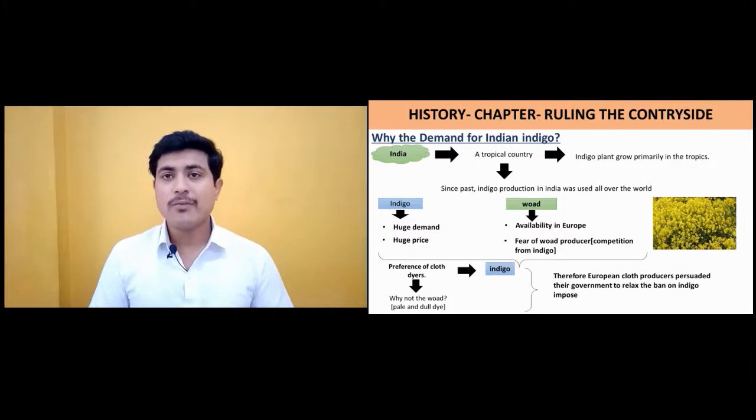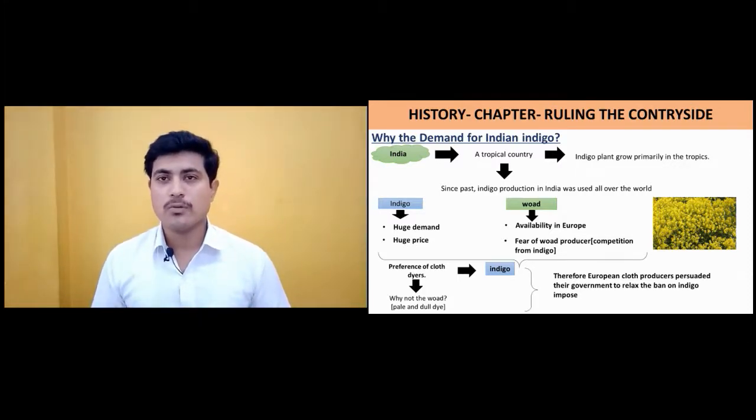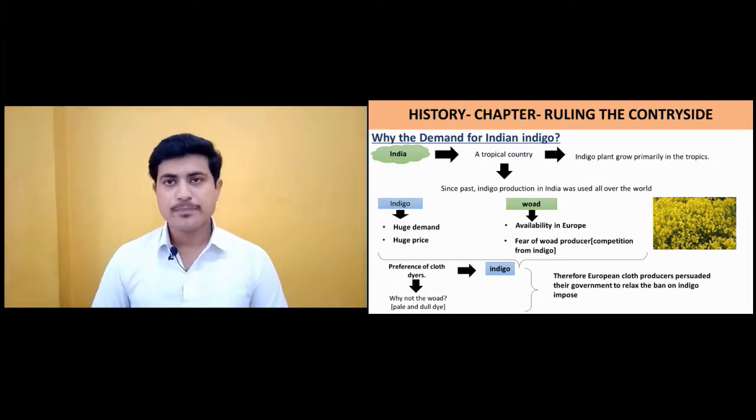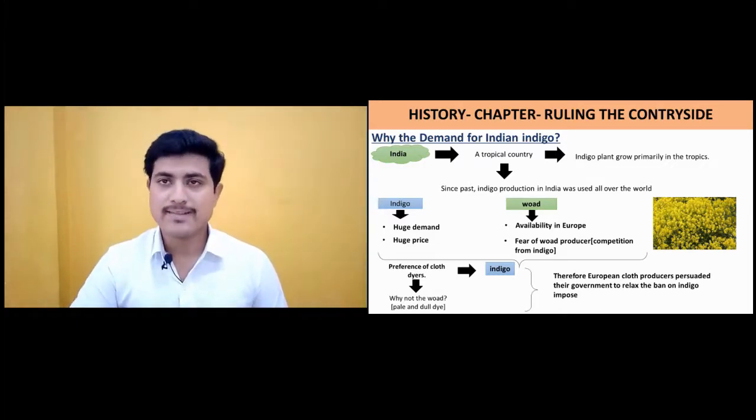The crop which was available for them to make their clothes blue was woad, but that was not able to provide that rich blue color to their clothes, and that's why they had to purchase indigo at heavy prices. But the problem was that if they purchased indigo, they had to face competition with woad, which was produced in their own country. So the producers who were using woad put a ban on indigo, but after some time the government had to release that ban.